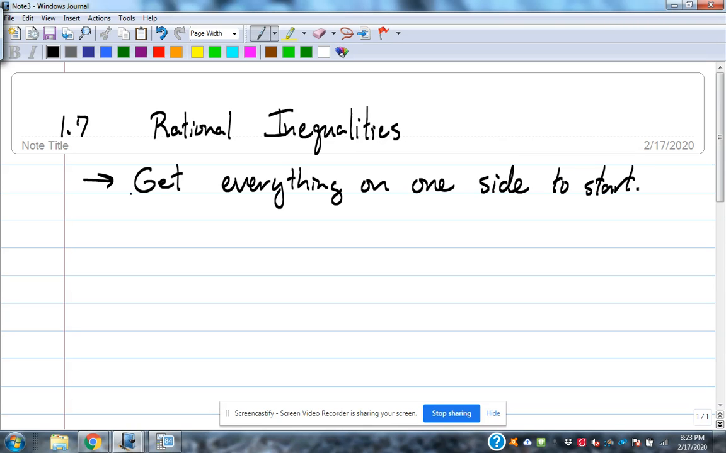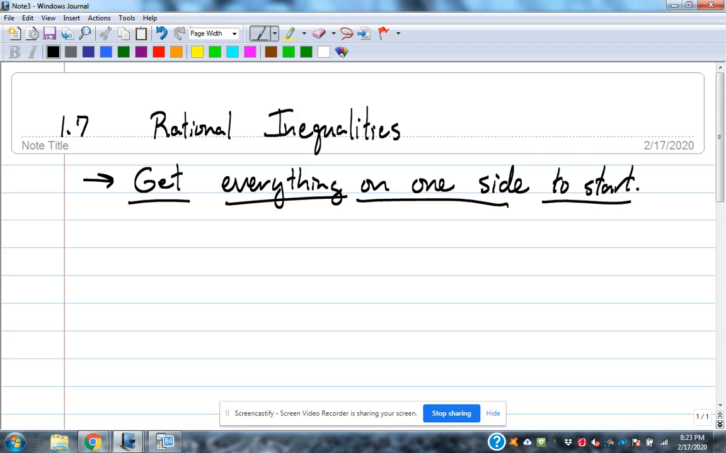All right, first thing with rational inequalities, it's going to be different than rational equations, is we want to get everything on the same side, on one side of the inequality. The reason that we want to do that is because when we're comparing inequalities, it's much easier to compare numbers to zero than it is to compare fraction to fraction. It's quicker and easier to look at.